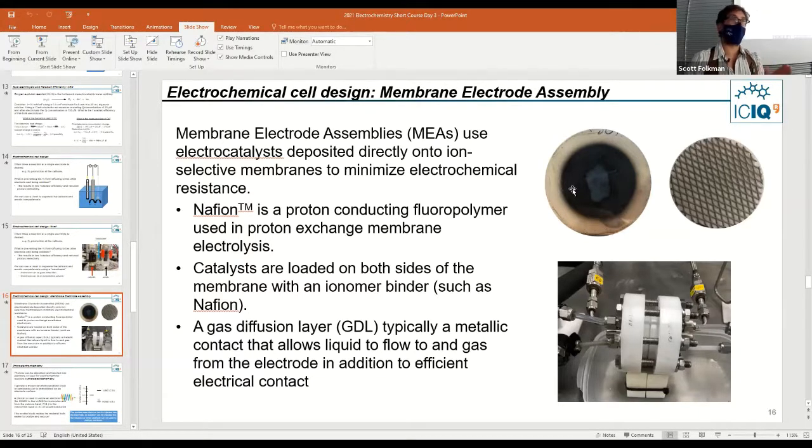So typically in those experiments, they may be faster because your current's the same the whole time, but they will be typically less selective because as you deplete your product, the potential applied at the electrode will continue to increase to meet the demand for the current, and then it'll start to do side reactions. That's also slightly more dangerous.